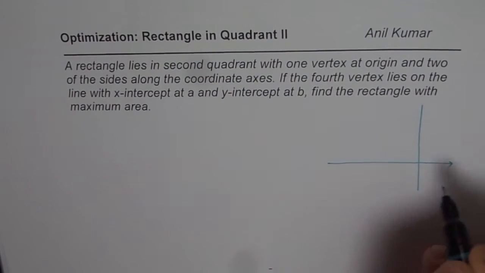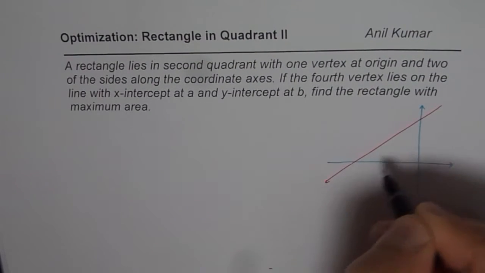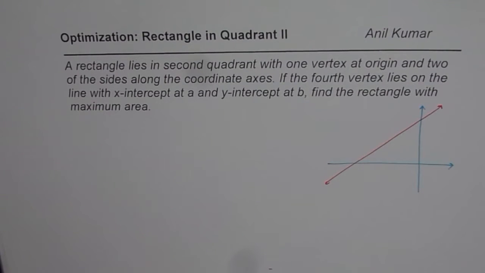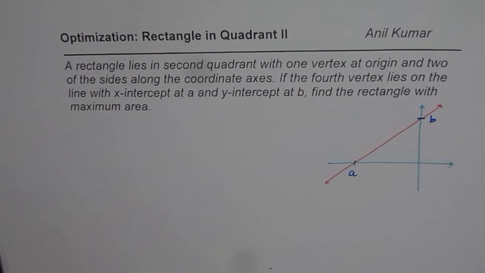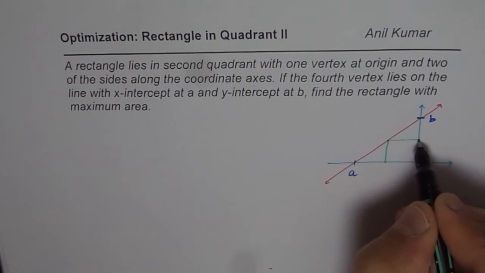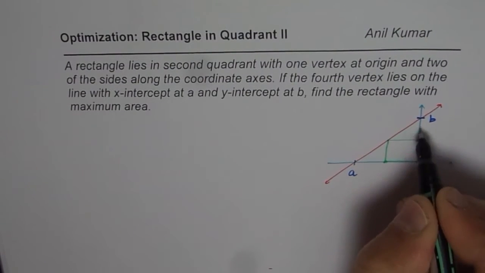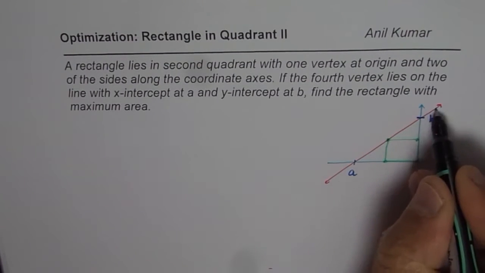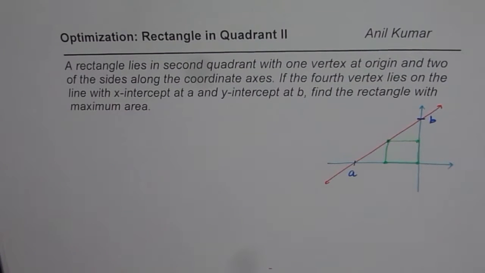So we have this coordinate axis. We are working in quadrant 2. What we're given here is a line whose x and y intercepts are given to us, where the x-intercept is A and the y-intercept is B. What we are supposed to do is figure out a rectangle with maximum area which has four vertices, one at the origin, the other two on the sides of the coordinate axes, and the fourth one on this line, which has x-intercept of A and y-intercept of B. I hope that's absolutely clear, right? So that is the kind of sketch we have.